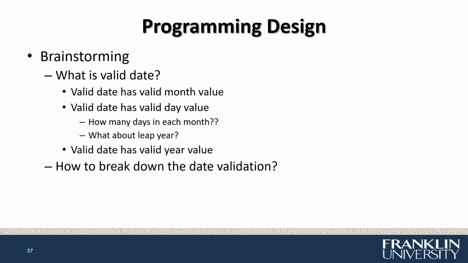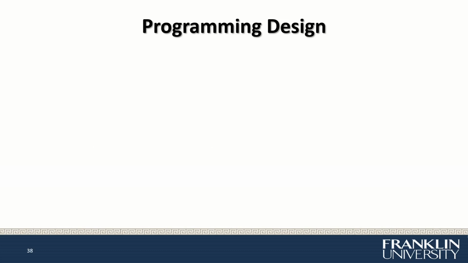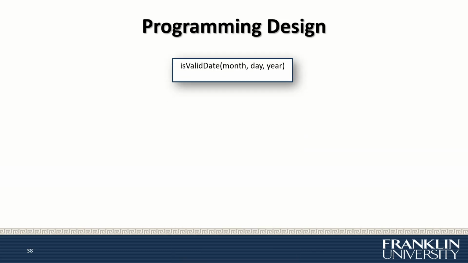So how do you break down the date validation then? Well, what functions do you need? And how do you test a function? These are what happens when we do programming design. You break the problem down into smaller pieces. So let's look at the overall structure. At the highest level, I have a function called isValidDate. This is another Boolean function that takes month, day, and year as input. It returns true if the month, day, and year form a valid date, false otherwise.